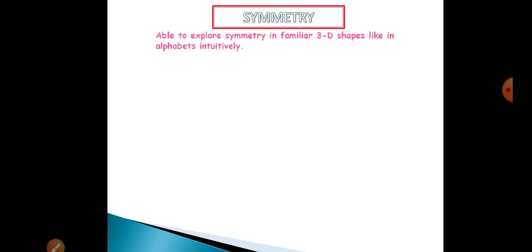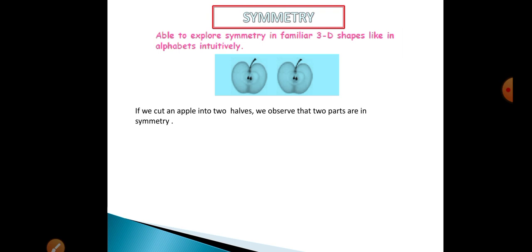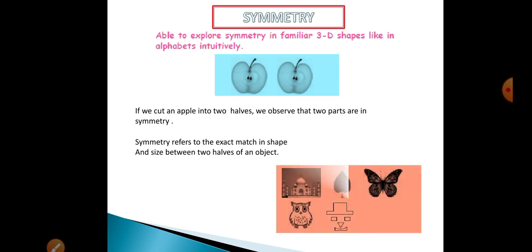The next one, symmetry. If we cut an apple into two halves, we observe that the two parts are in symmetry. Symmetry refers to the exact match in shape and size between two halves of an object. Some examples of symmetry are the Taj Mahal and a leaf, after that a butterfly, an owl, and the face of a man.